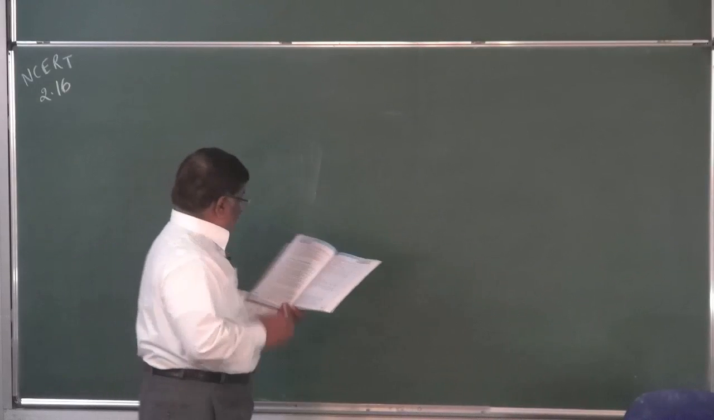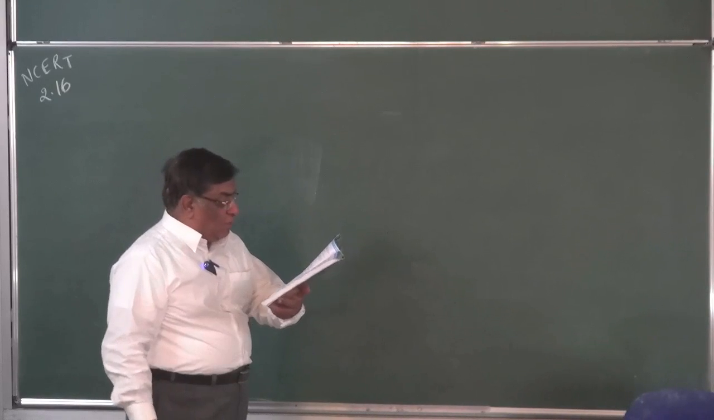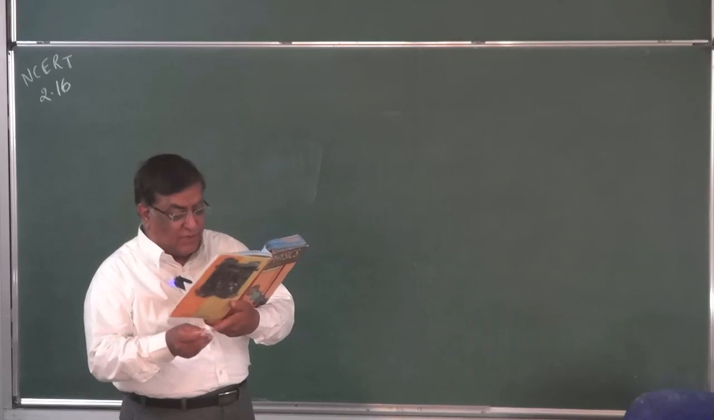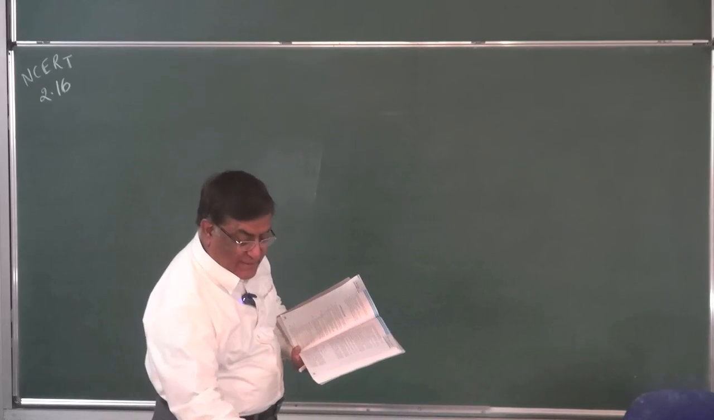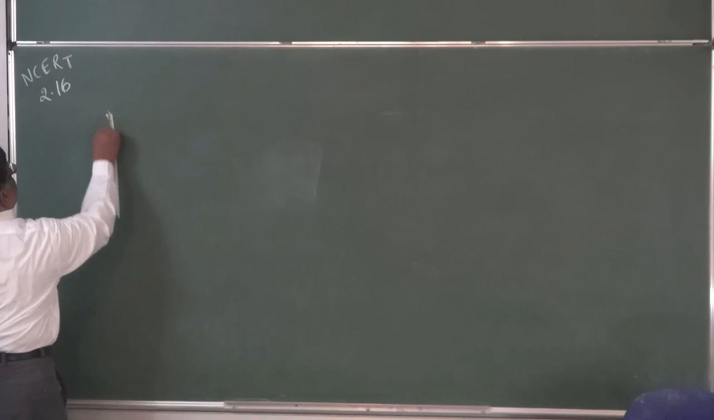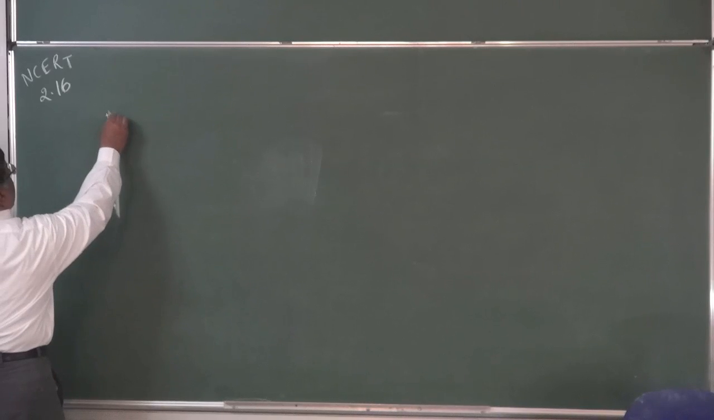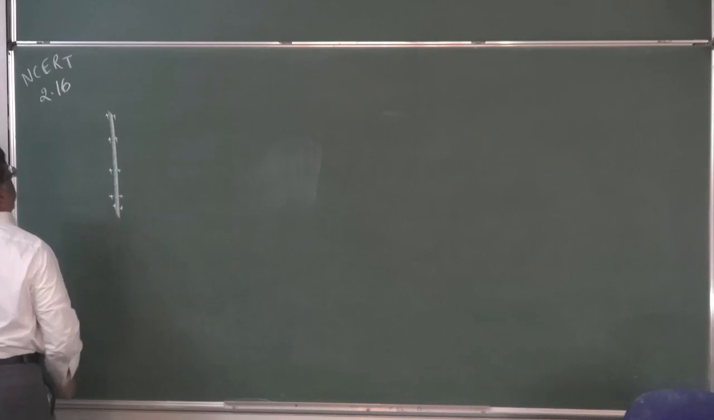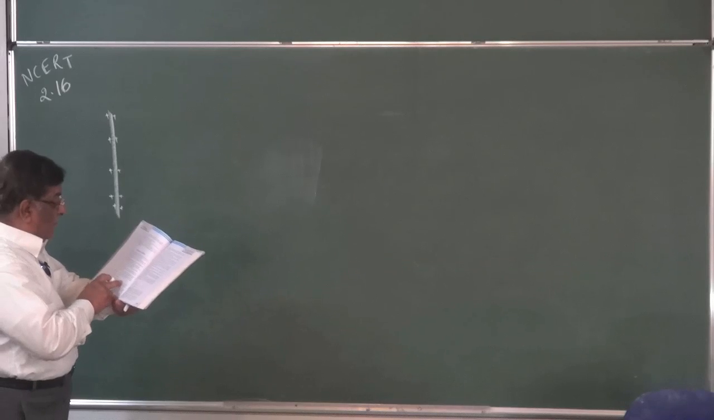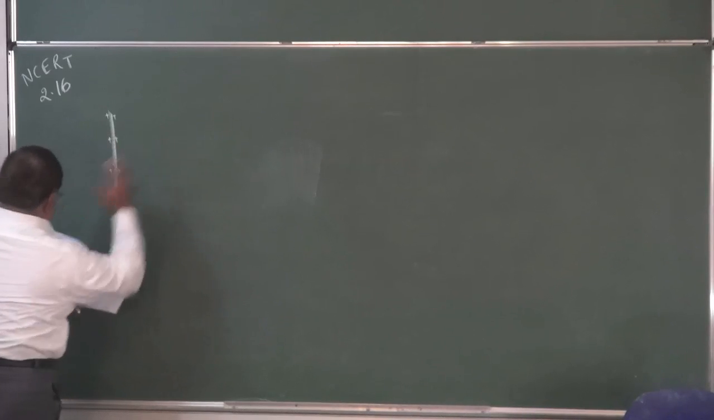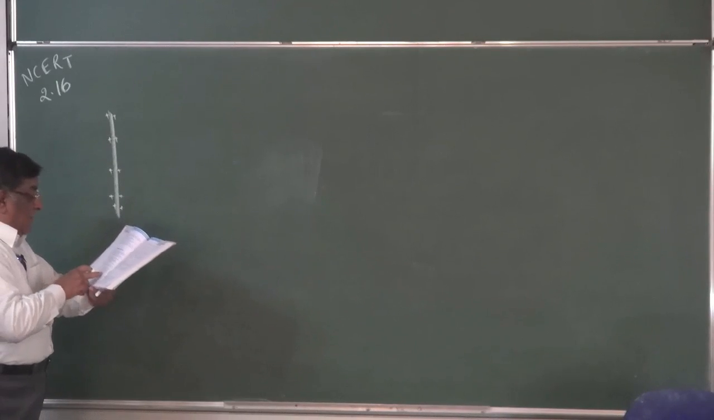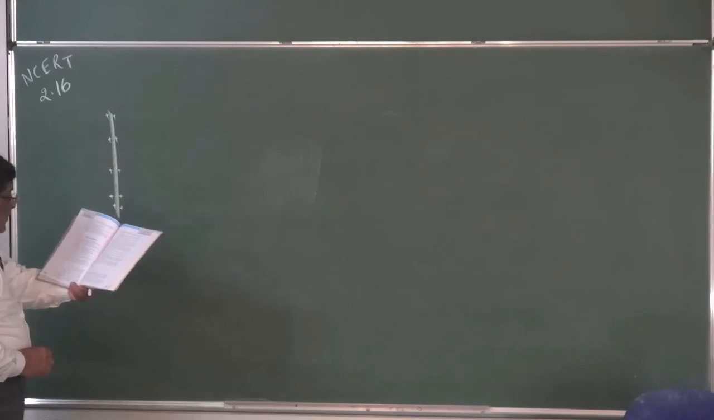NCERT 2.16. Show that the normal component of electrostatic field has a discontinuity from one side of a charged surface to the other side of the charged surface. The line is not continuous, it is discontinuous, that we have to prove. And it is given by E2 minus E1.